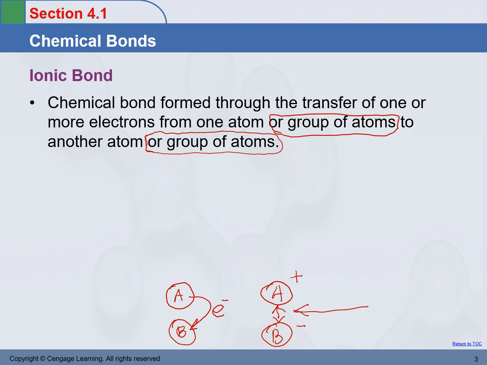Why do we call it an ionic bond then? Well, charged particles, charged atoms, are called ions. Then the attractive force between charged particles is called an ionic bond.